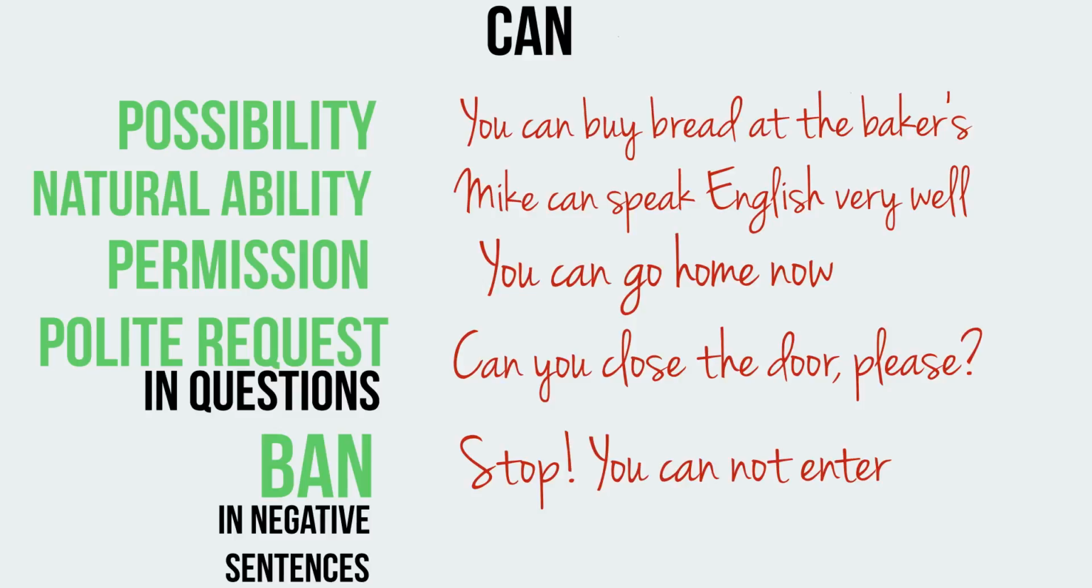So, let's go over the meanings of the verb can to speak about the present and the future. Possibility. You can buy bread at the baker's. Natural ability. Mike can speak English very well. Permission. You can go home now. A polite request in questions. Can you close the door, please? And a ban in negative sentences. Stop, you cannot enter.